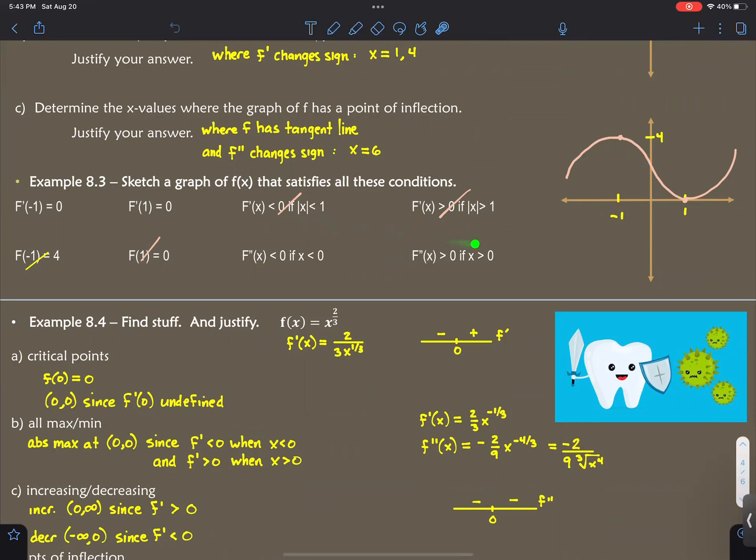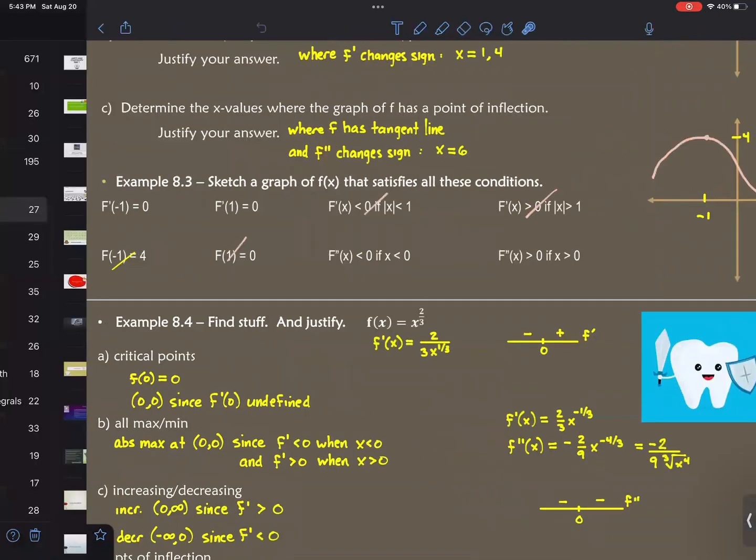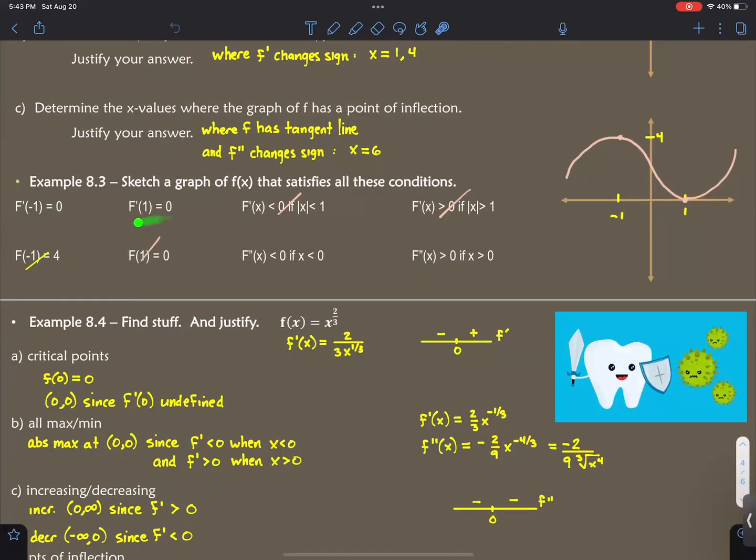One thing we notice right away is that f double prime is negative when x is negative, positive when x is positive. That means whatever you draw, it has to be concave down to the left of 0, concave up to the right. And then the last little bits of information, we have indication of maxes and mins at -1 and 1, thanks to the first derivatives going to 0.